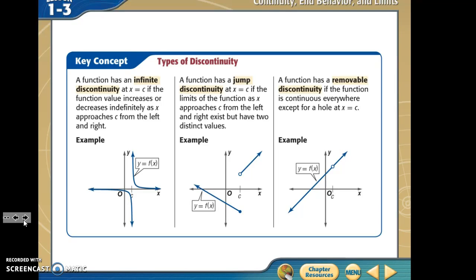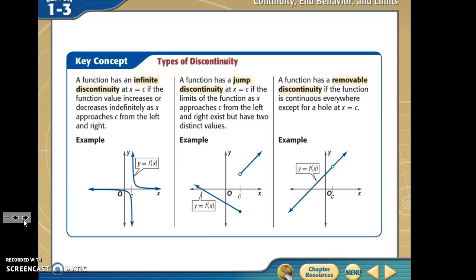And then we have jump discontinuity, and this is like with piecewise functions where it'll start or end at one point and then pick up at a different location. So here we have discontinuity here. We're approaching c here, but then as we move up here, we're approaching the value of c at a different location.